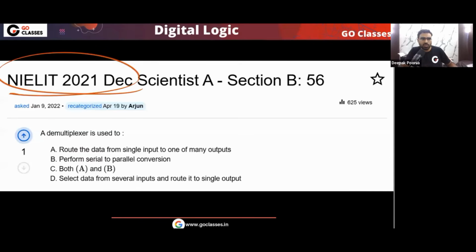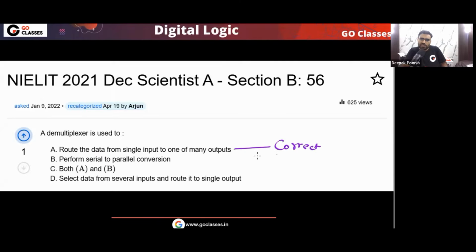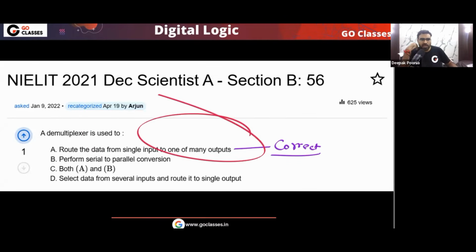Let's solve this NEET 2021 question. A demultiplexer is used to, option 1 is saying, route the data from single input to one of many outputs. Yes, that is correct. This is correct, because in the demultiplexer we have a single input line and we have many output lines.